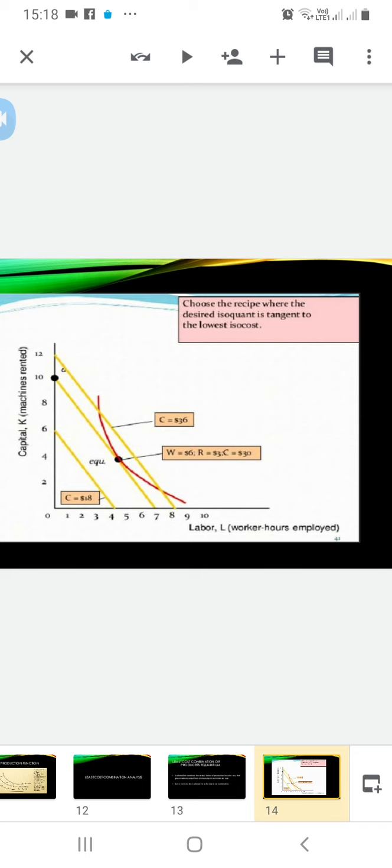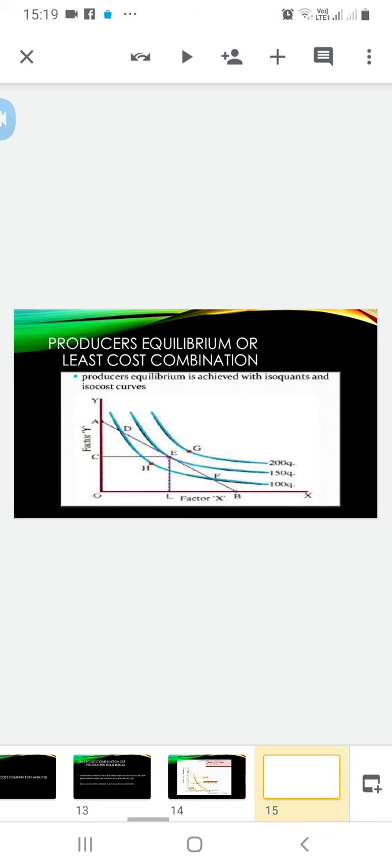and is using OM units of factors L and K. So here at point E, the firm is in equilibrium.